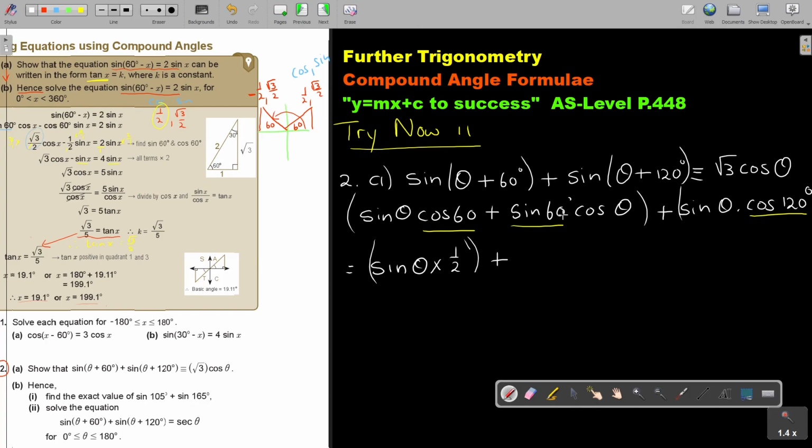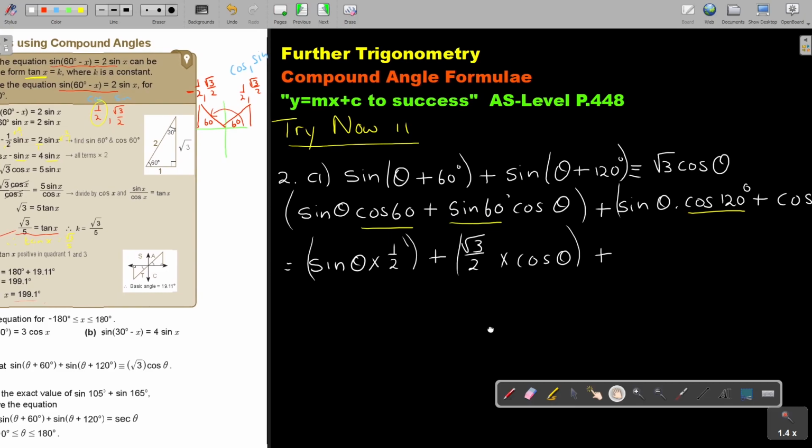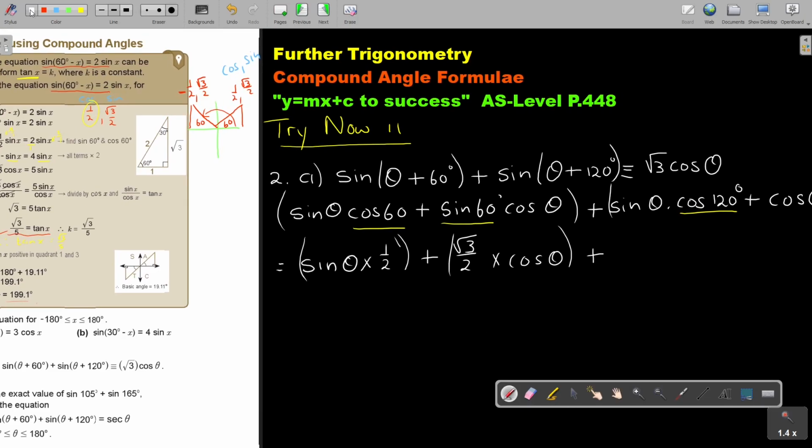Plus, what is sin 60? Now remember, it's square root 3 over 2. I'm first going to put a small bracket, multiply, and I will now write cos theta. Okay. Plus, let's go on. Now, it's again sin theta, but now it's cos 120. So what is cos 120? It's negative a half.